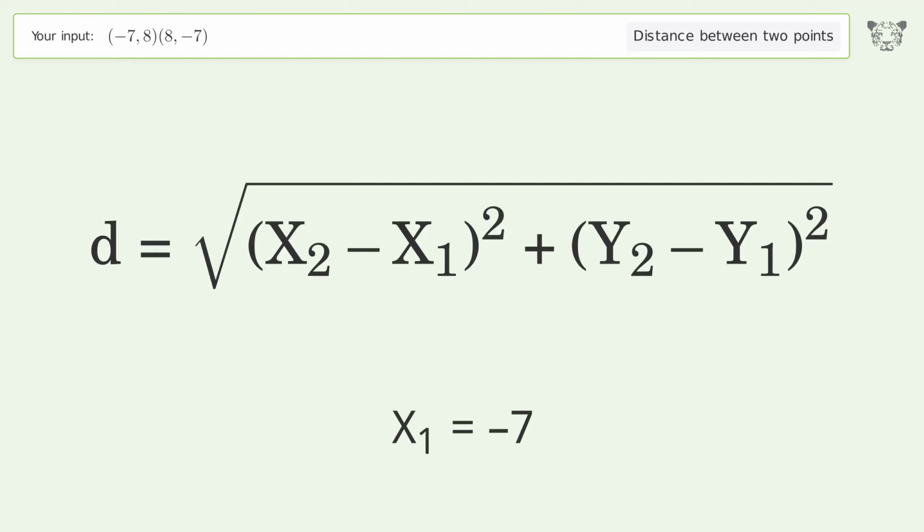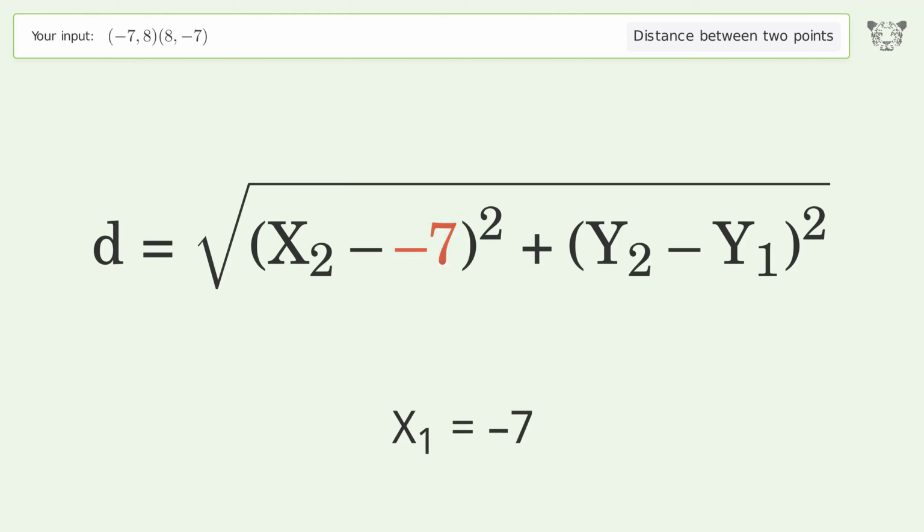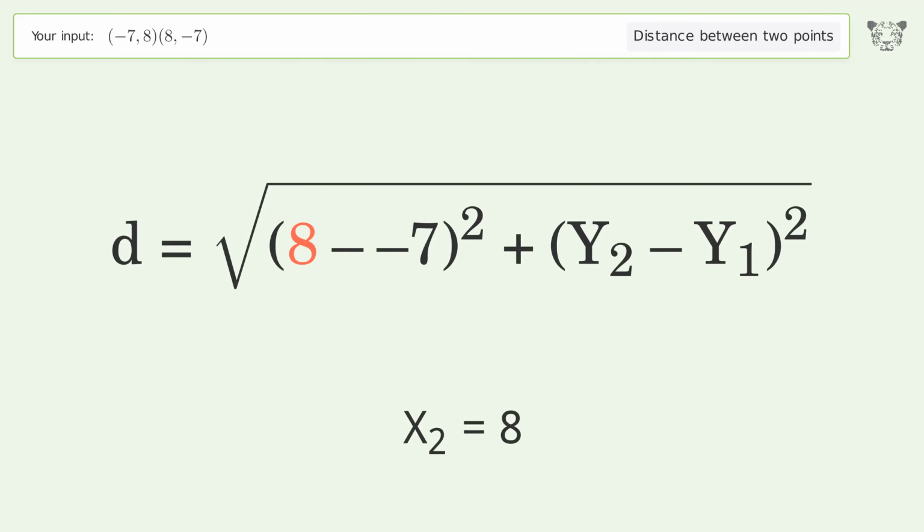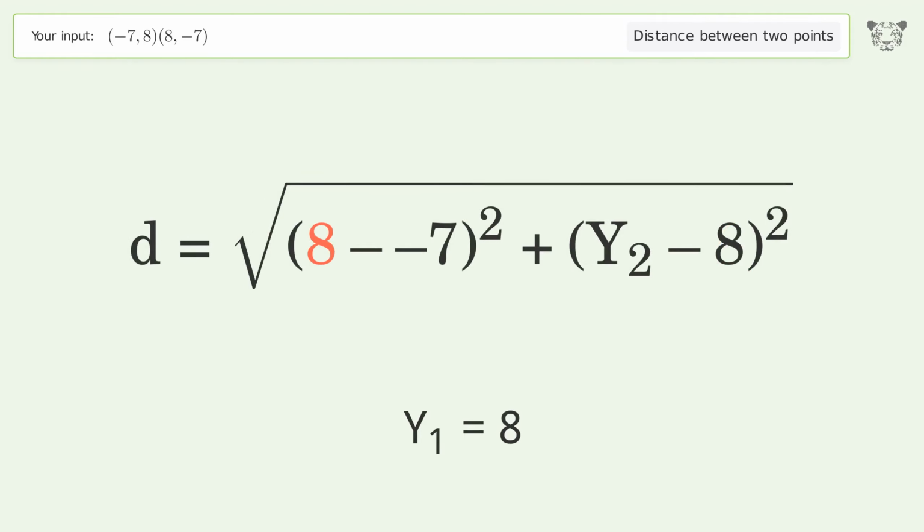x1 equals -7. x2 equals 8. y1 equals 8. y2 equals -7.